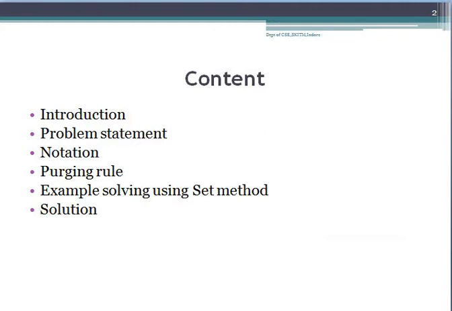So, in my session I am going to discuss what the 0-1 knapsack problem statement is, the notation we are using, and what purging or dominance rules are. To understand this approach, I am considering one example. I am explaining with the help of one example for solving the method using the set method, and after that we'll see the solution, and last is the analysis.